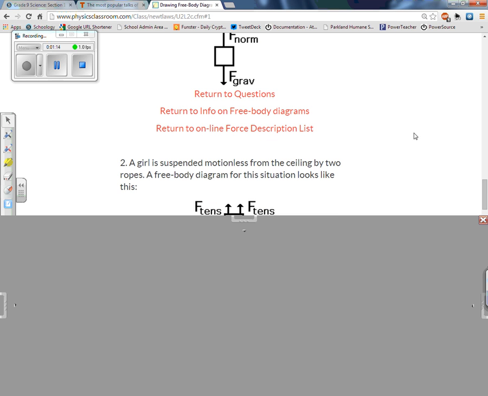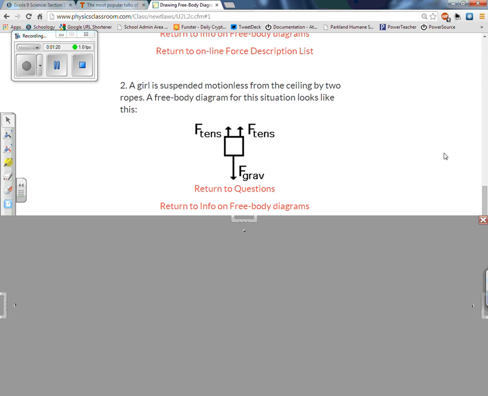Okay. A girl is suspended motionless from the ceiling by two ropes. A free body diagram for the situation looks like this. Okay, they've got FT's. I would just call it FT myself. I would even call it just T.